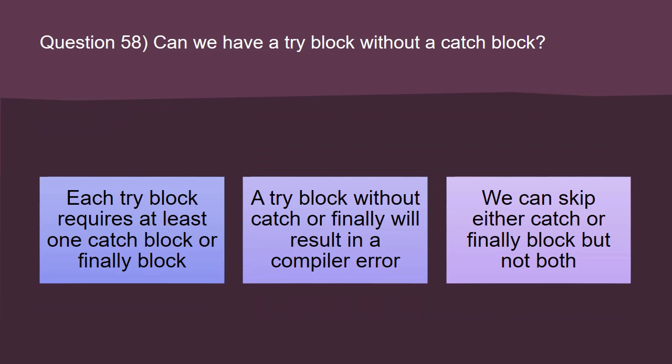Question 58. Can we have a try block without a catch block? Each try block requires at least one catch block or finally block. A try block without catch or finally will result in a compiler error. We can skip either catch or finally block but not both.